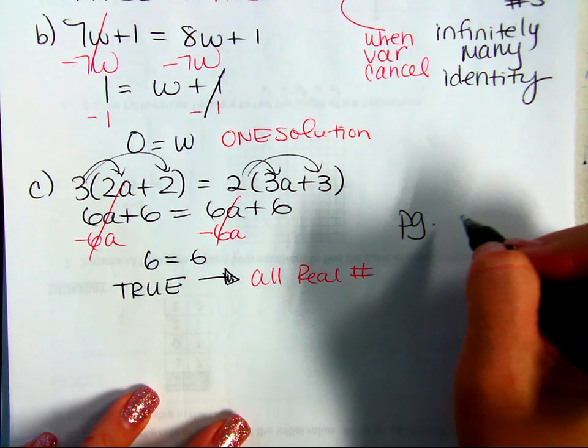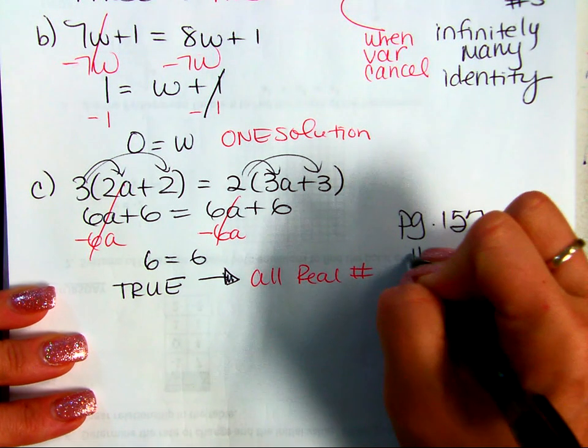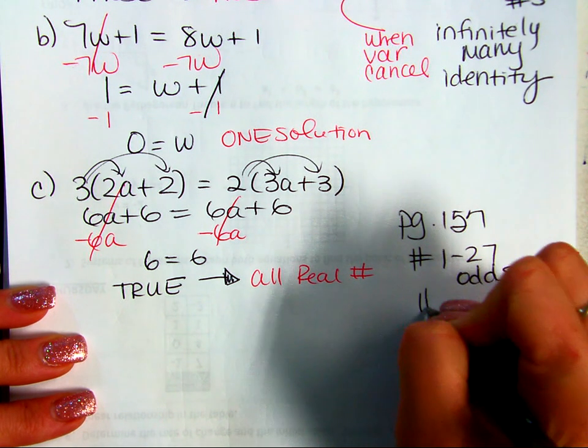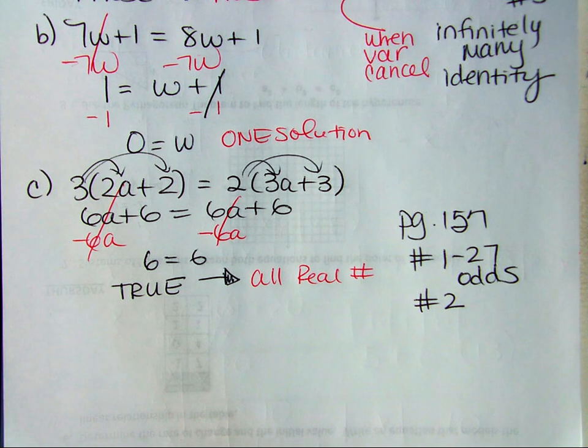All right. So your assignment is going to be page, I didn't write that up there, 157. Numbers 1 through 27, just odds. And I also assign number 2 because it has you do some writing. Okay, questions? All right, good.